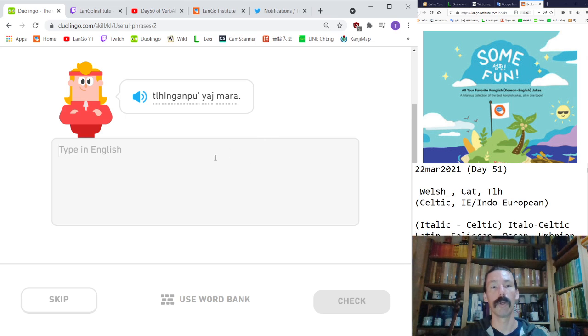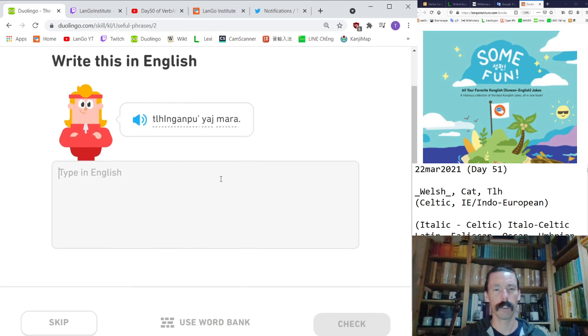We'll have to do more in that unit, I think, in order to proceed. So let's go ahead and do this. Yeah, Klingon pu is Klingon, and then a pluralizer, the suffix pu. Klingon pu yaj mara, subject last. Mara understands the Klingons.